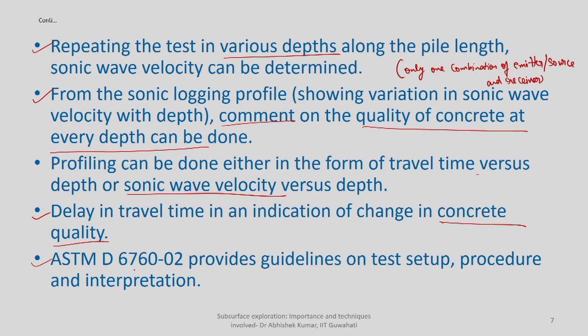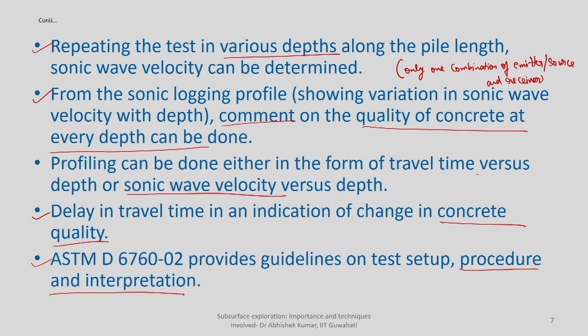ASTM D6760-02 also provides guidelines based on which you can do the field setup, like depending upon the cross section, what is the minimum distance between PVC tubes and what is the minimum clear cover distance and so on, and also what is the procedure to be used, how much is the depth at which you have to take the recording, and then how you go for interpretation, because interpretation is very important, because this field recording is going to comment on the quality of the concrete.